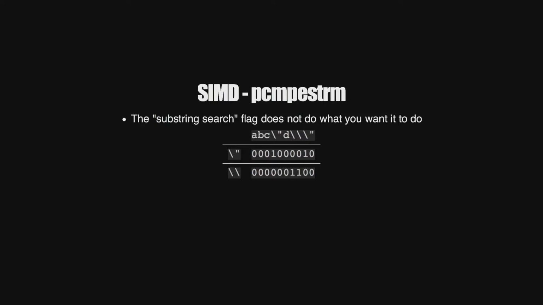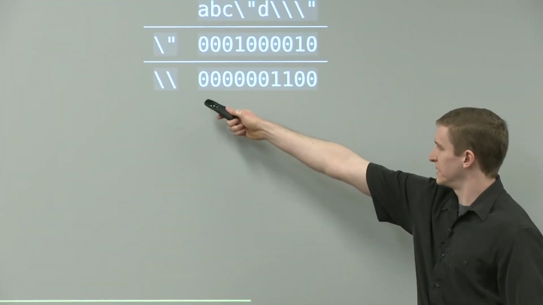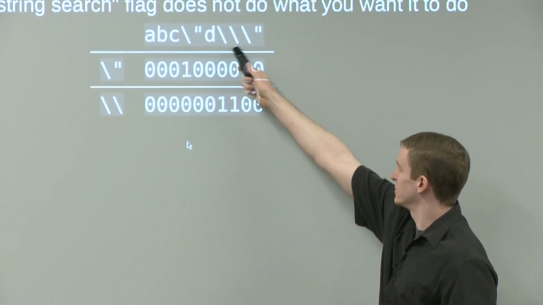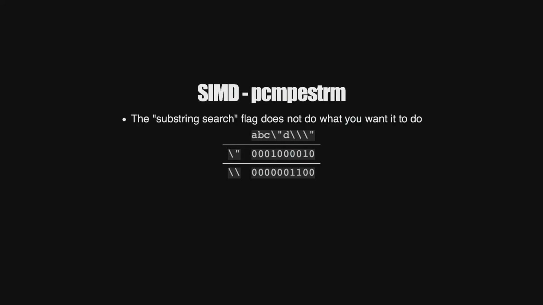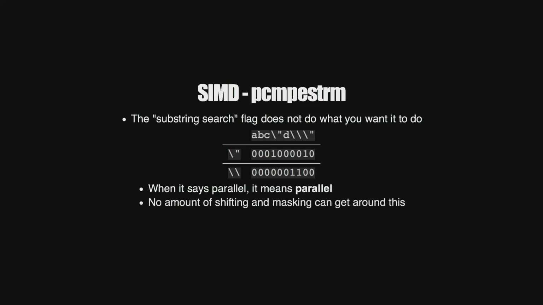And the problem is that looking for this double backslash, it matches here and here. It doesn't match in just one place. It matches in both of them. So when the instruction says that it checks for string matches in parallel, it means parallel. It doesn't know about the previous match. It has no clue about that whatsoever, so this doesn't work.